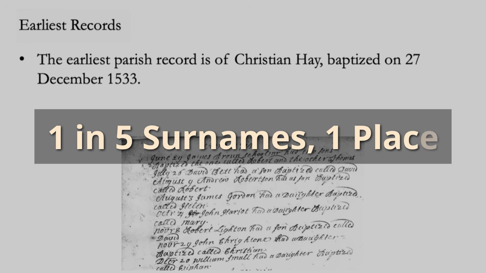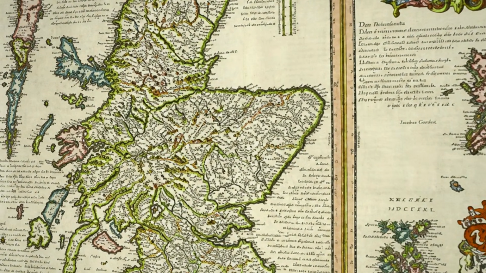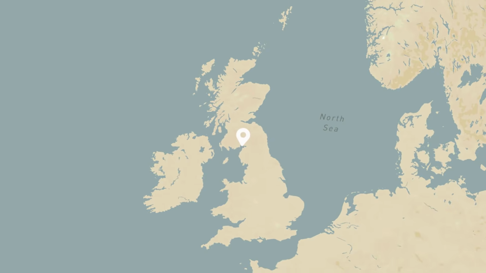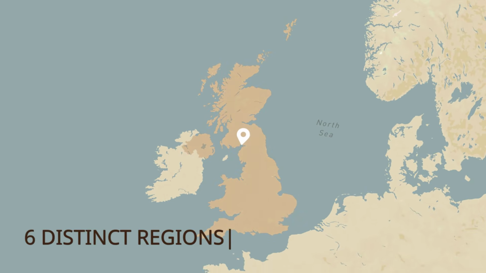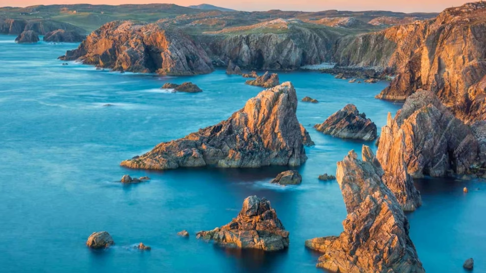Scottish Origines research has found that approximately 20% of Scottish surnames are exclusive to a single location within Scotland. For those surnames, the map is almost exact. To understand where your surname comes from, we need to understand 6 distinct regions of Scotland, each of which produced its own distinctive surnames for its own distinctive historical reasons. Let's begin in the northwest.